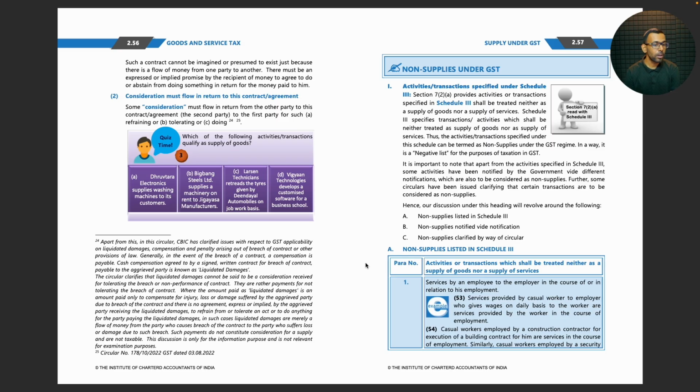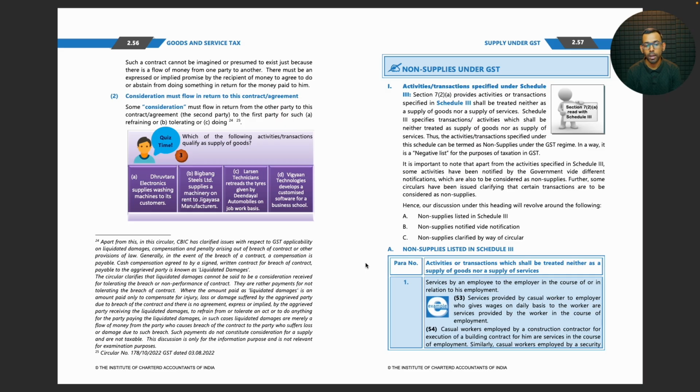Some consideration must flow in return from the other party to this contract or agreement, that is, the second party to the first party, for such refraining or tolerating or doing.